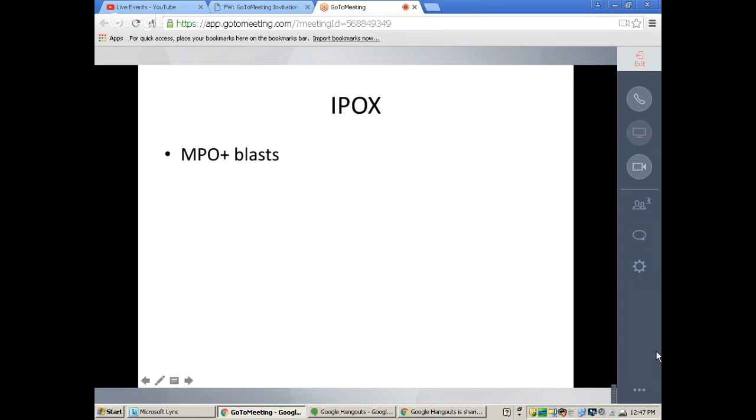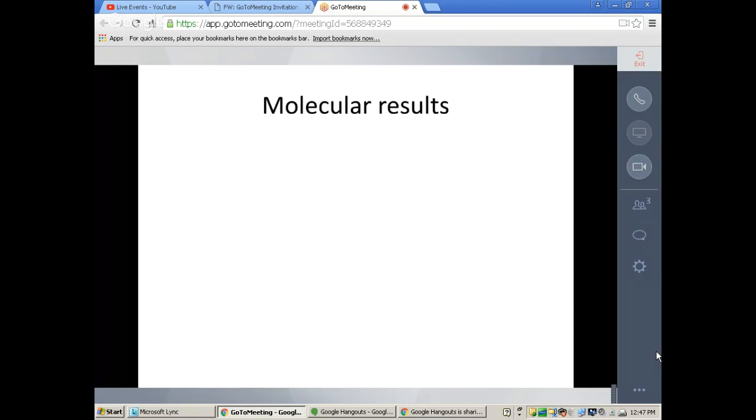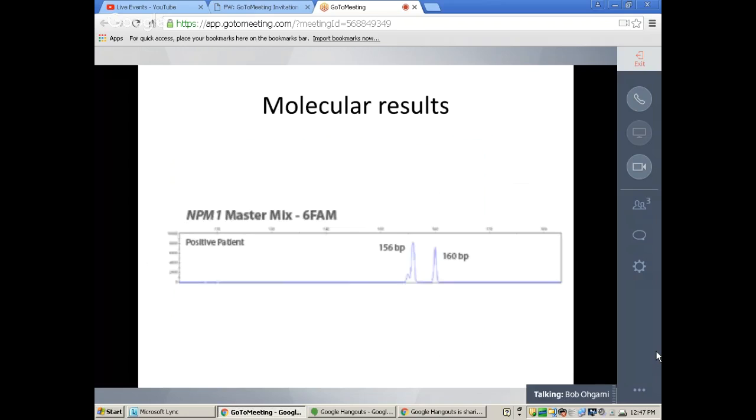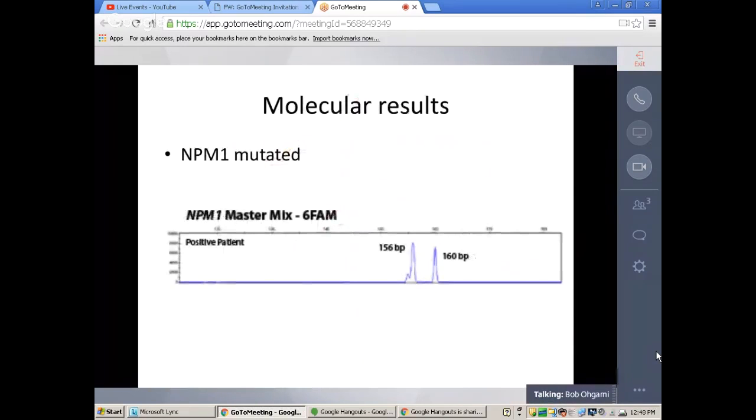Immunohistochemistry is performed, and I can tell you that these blasts are MPO positive. Cytogenetics is performed, and there is no abnormality, a normal karyotype. Molecular is done, so more sequencing is done on the patient, and you find that there is an NPM1 mutation. And so what do you do with that? Well, what's the diagnosis here?